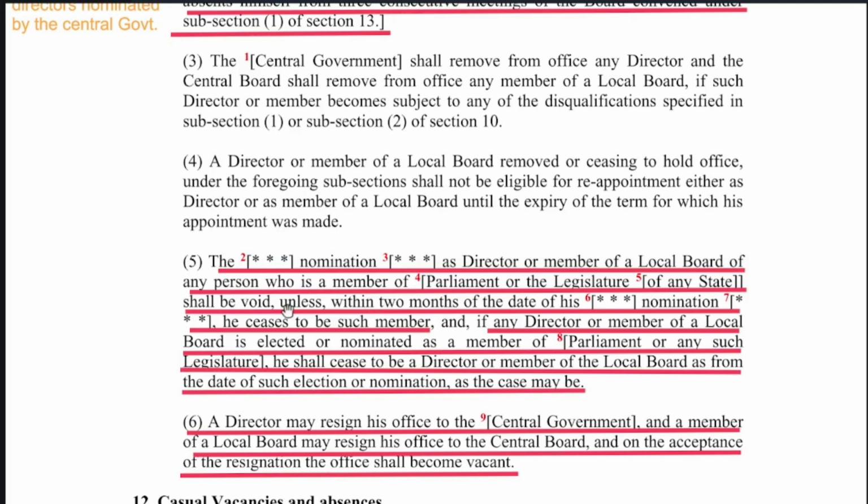Meaning thereby you cannot function with two responsibilities. That is the basic idea. You cannot function effectively by having two responsibilities. So either you remain the member or director of a local board, or you remain the member of the concerned legislature, be it parliament or the state legislature.